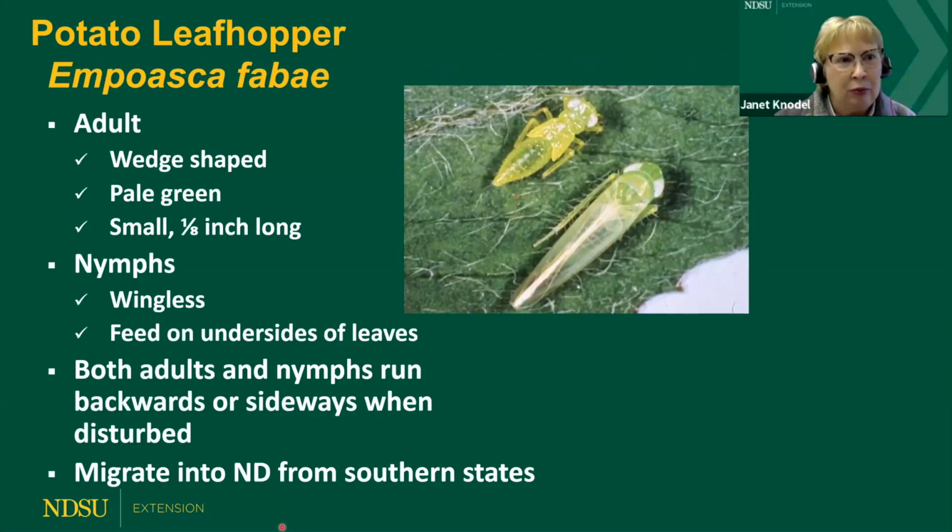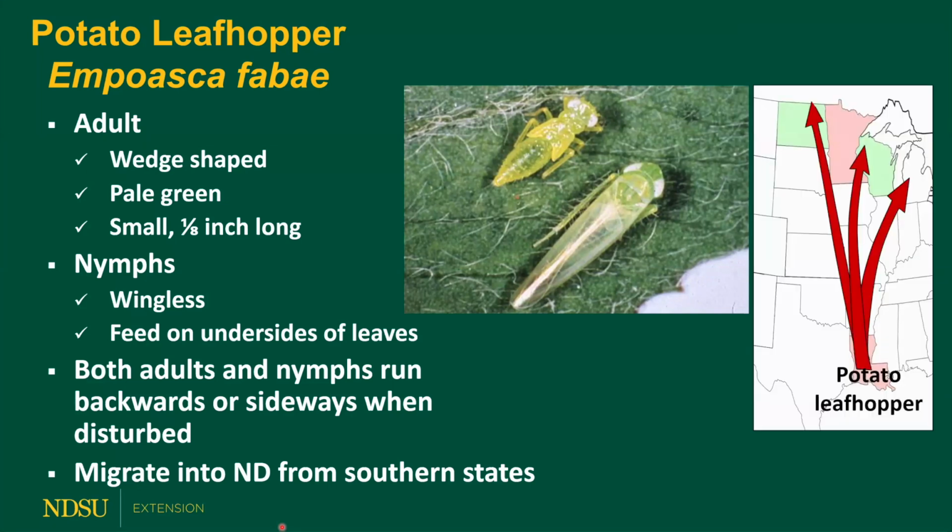Moving on now to potato leafhopper. This one usually shows up in June. Again, this is one that migrates up from the southern states into North Dakota. So sometimes we'll not see it till July. Other times we'll see it earlier in June.